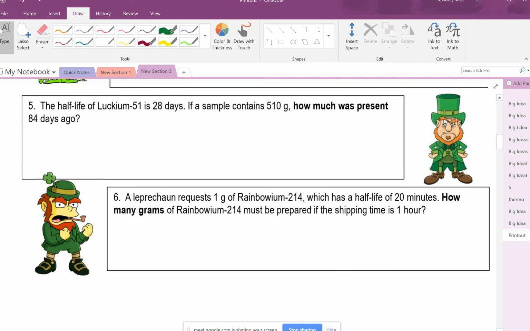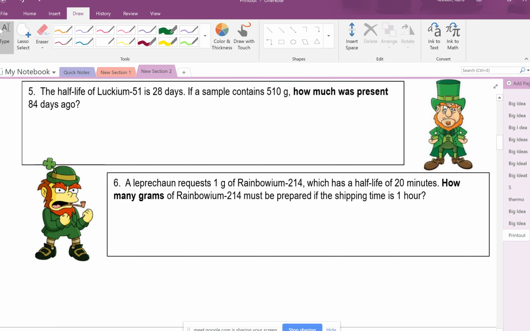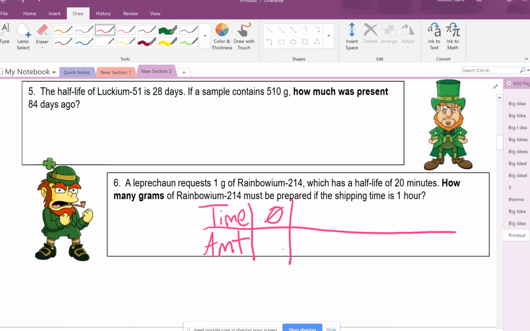All right, let's jump down to number 6. This is a good one. Let's set up our chart: time is on top, amount is on the bottom, and our start time is always 0. A leprechaun requests 1 gram of rainbownium, which has a half-life of 20 minutes. How many grams must be prepared if shipping is 1 hour? We start with 1 gram, and 1 hour is our end time.